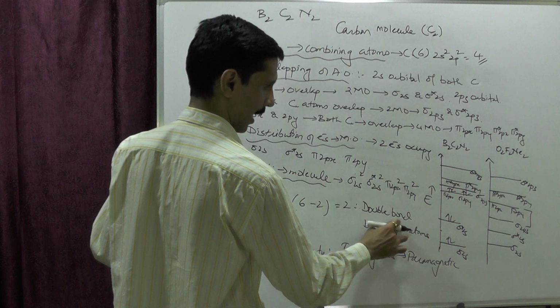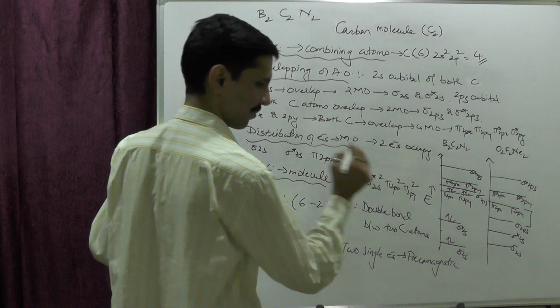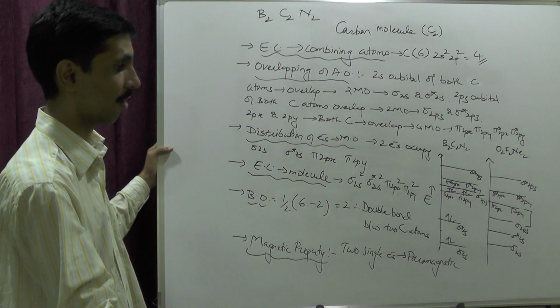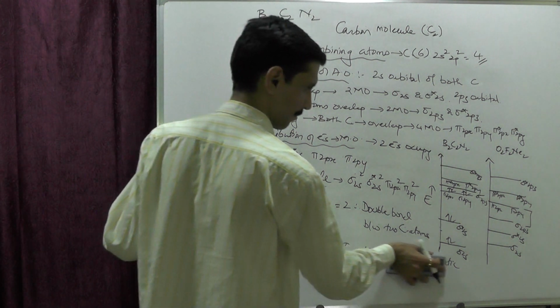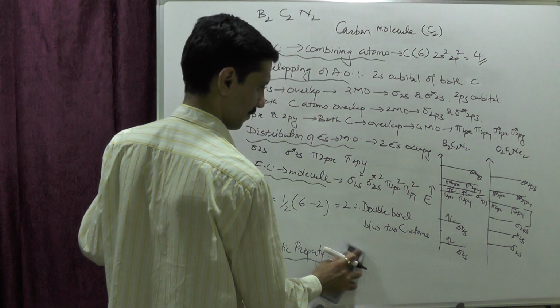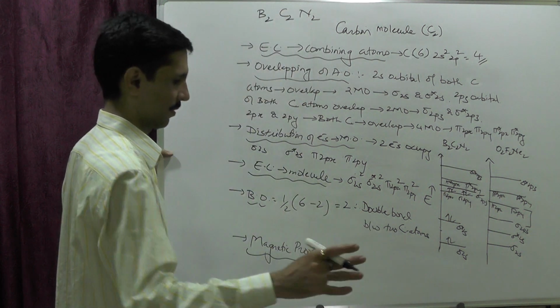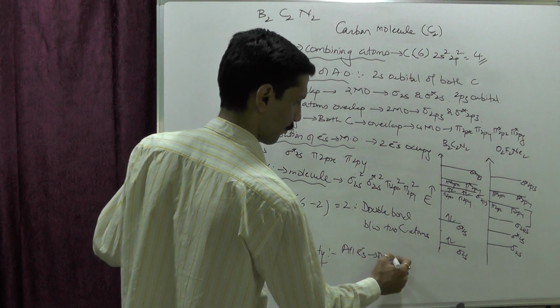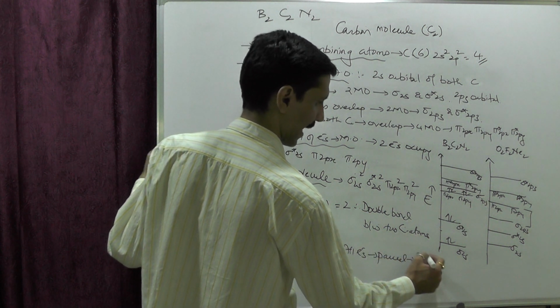Okay, double bond between the 2 carbon atoms. Now magnetic property, all the electrons are paired. All electrons are paired, and therefore it is going to be what? Diamagnetic.